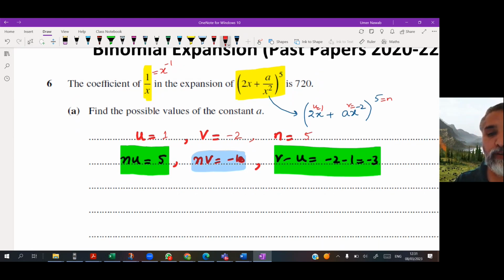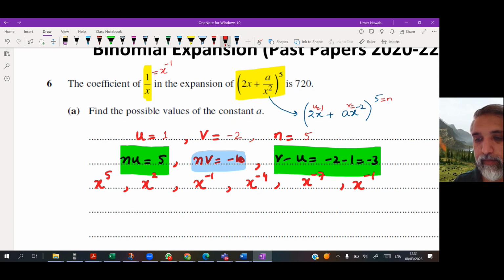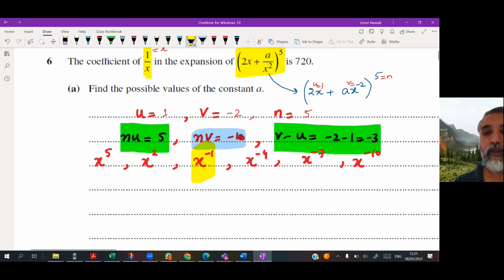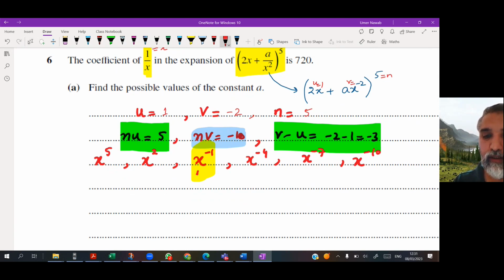So how will the powers come to me? The first power will be x power 5. Then each time the power is decreased by 3. So the next power of x will be 2, then minus 1. I need to stop it here, although I can continue: minus 4, minus 7, and the last power is minus 10. But I am looking for this. Since I'm looking for this, this is my third term.